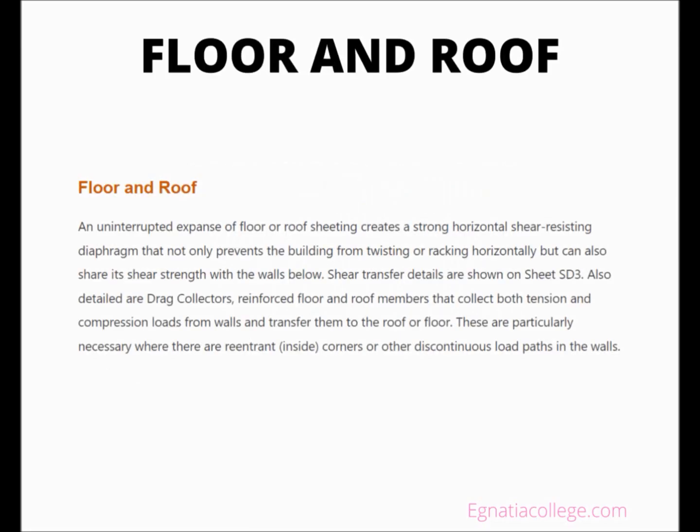Floor and roof. An uninterrupted expanse of floor or roof sheeting creates a strong horizontal shear-resisting diaphragm that not only prevents the building from twisting or racking horizontally, but can also share its shear strength with the walls below. Shear transfer details are shown on sheet SD3. Also detailed are drag collectors, reinforced floor and roof members that collect both tension and compression loads from walls and transfer them to the roof or floor. These are particularly necessary where there are reentrant, inside, corners, or other discontinuous load paths in the walls.